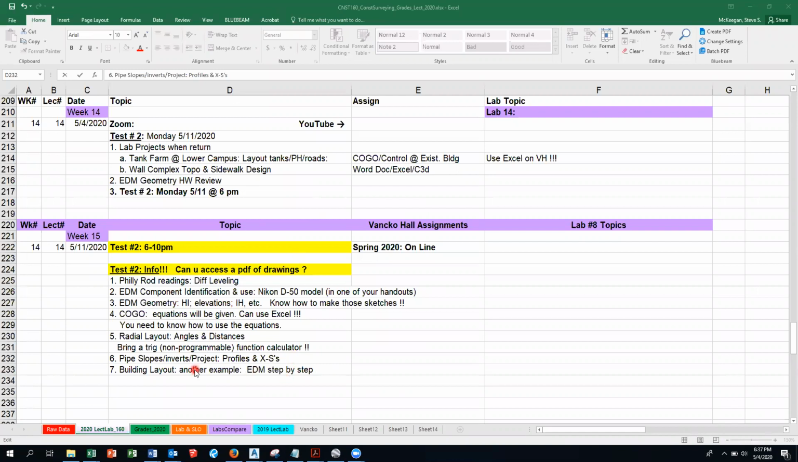And then building layout, we're going to throw a couple of examples at you. And, you know, how do you lay things out? In other words, if you were going into that interview for a surveying layout job in the construction industry, we're going to give you a drawing that you've never seen before, and you're going to give us an idea on how to lay things out. So that's going to be a week from tonight.